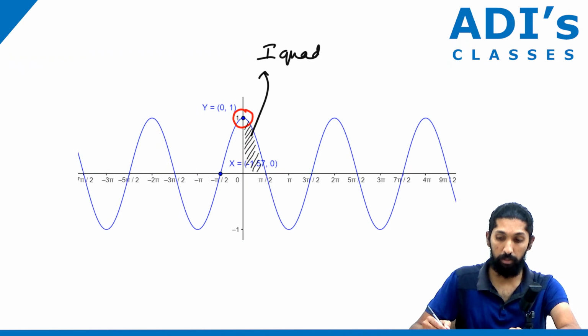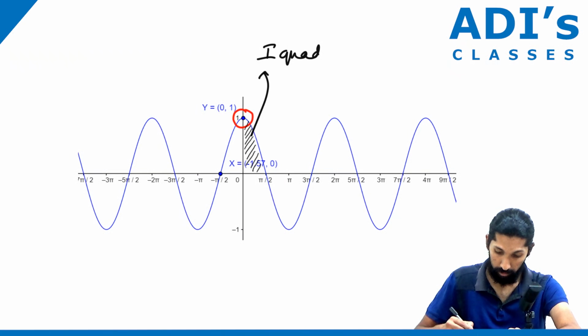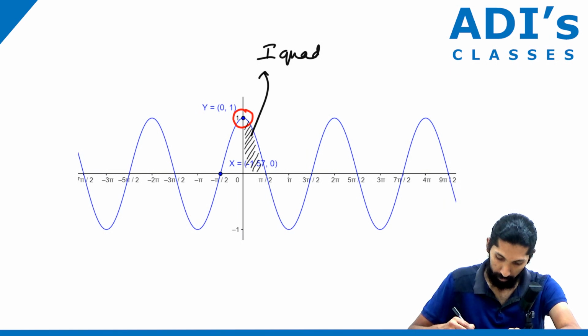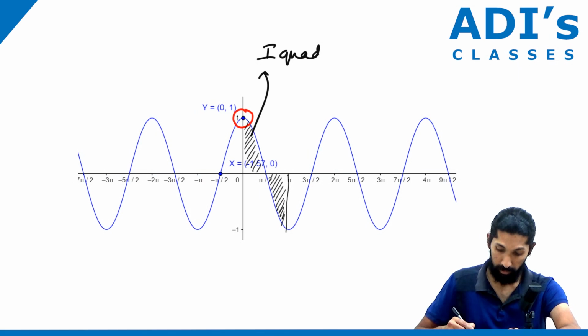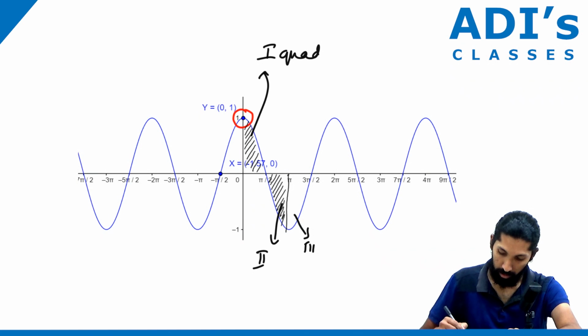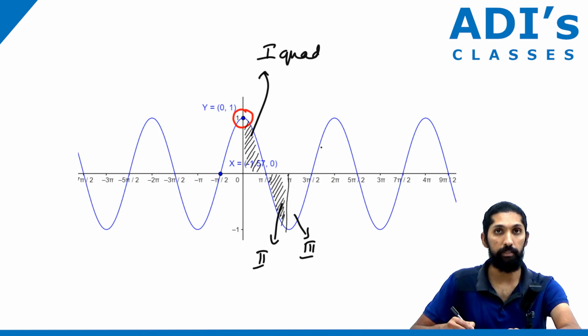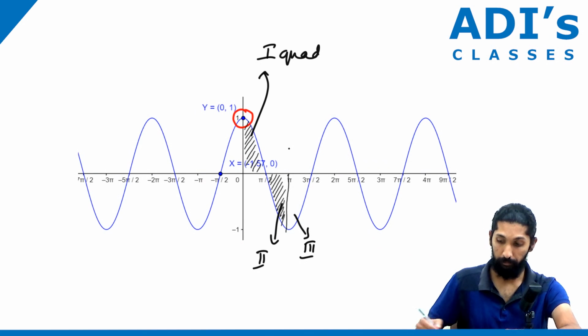This is going to be the first quadrant. In the second quadrant, is cos positive or negative? The second quadrant is negative, that's why from pi by 2 to pi, this is the negative part, isn't it? See, it's below the axis. This is the second quadrant. This is the third quadrant. See, in the fourth quadrant, it's positive, isn't it?